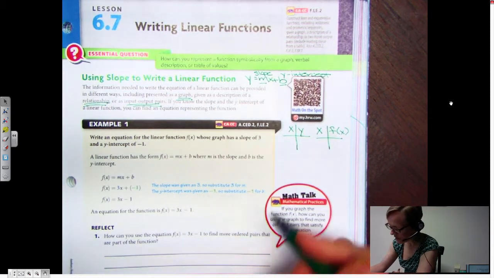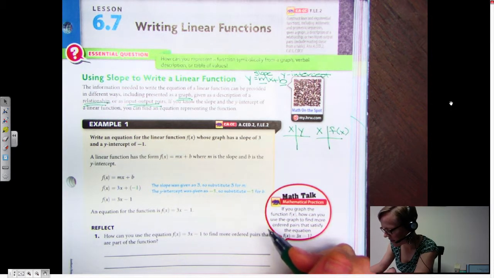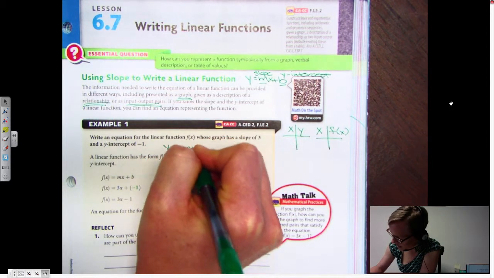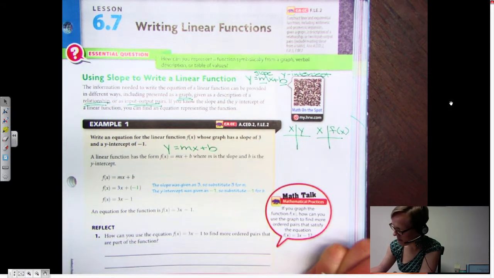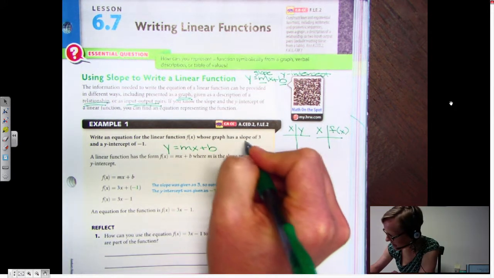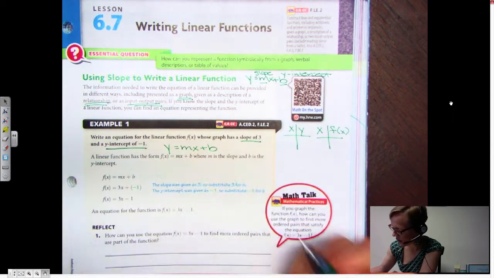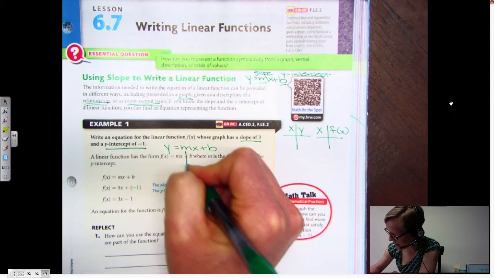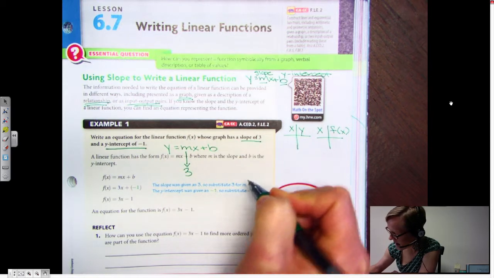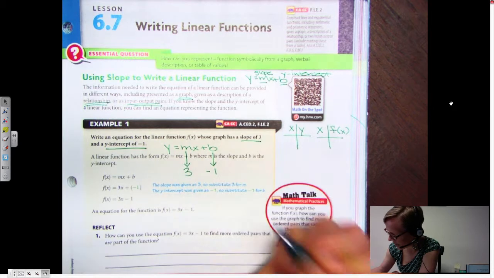So let's just start with example number 1. It reads, write an equation for the linear function f of x whose graph has a slope of 3 and a y-intercept of -1. So again, here is the formula that we are trying to make for this linear function. And they literally tell us the numbers. They say that the slope is 3 and the y-intercept is -1. So for the m, the slope, I'm going to substitute the number 3. And for the y-intercept, I am going to substitute the number -1.